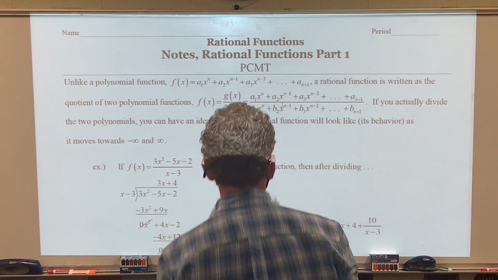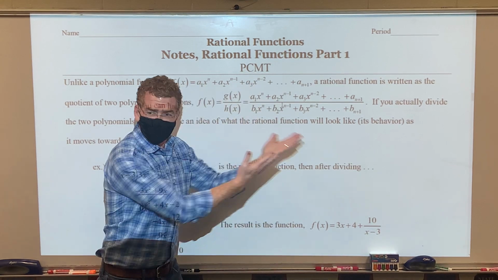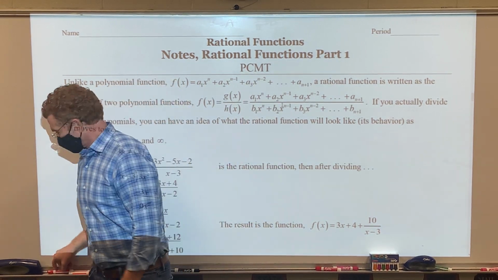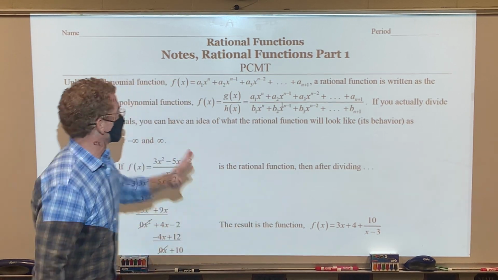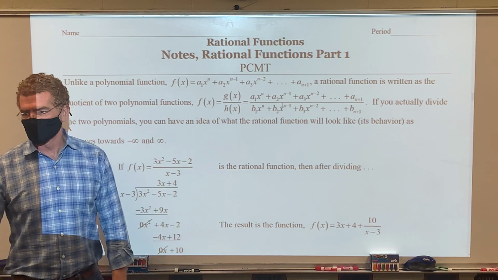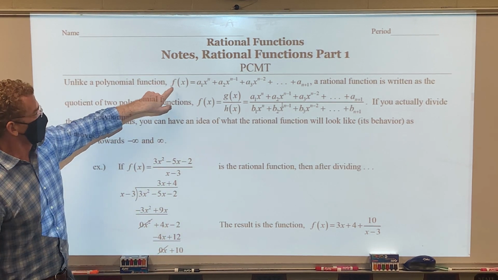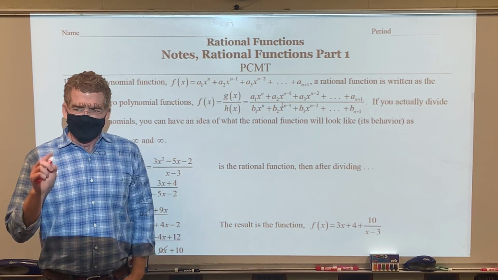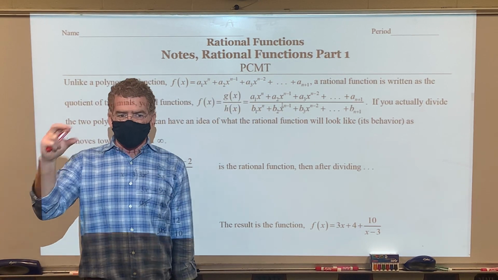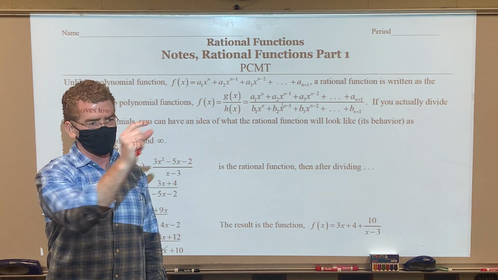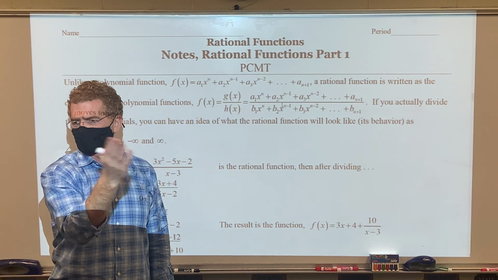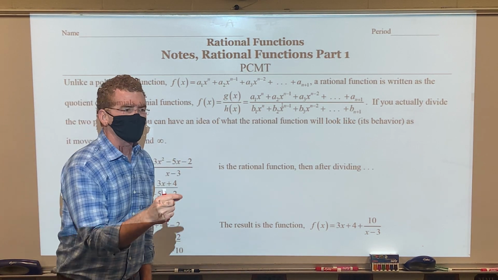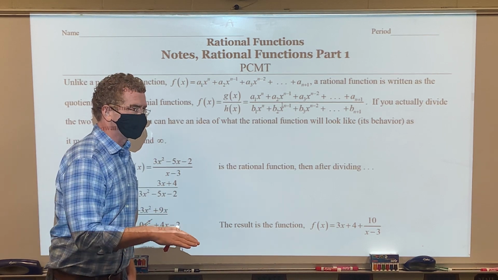All right, so welcome to rational functions. To give you a vision of what we're doing, we've been talking about polynomials, right? A polynomial is like a function that has a bunch of x's with a bunch of powers. But the key is the powers are always positive whole numbers, or maybe x to the 0, which would be a constant. And because of that, you never end up with an x in the denominator.